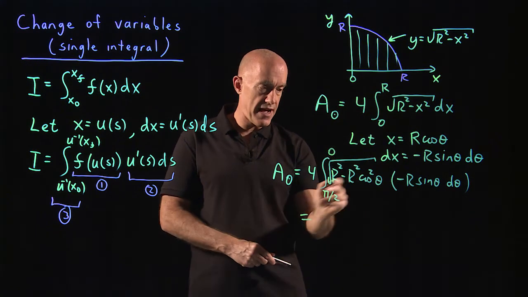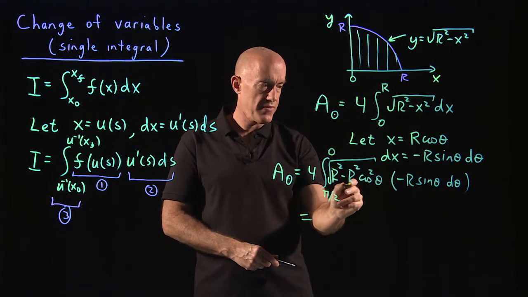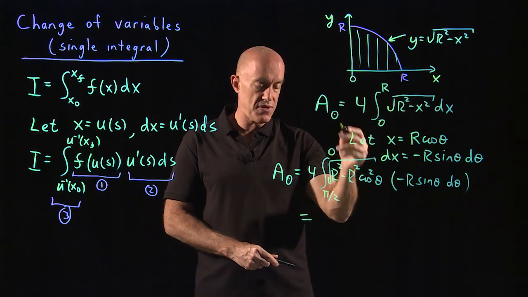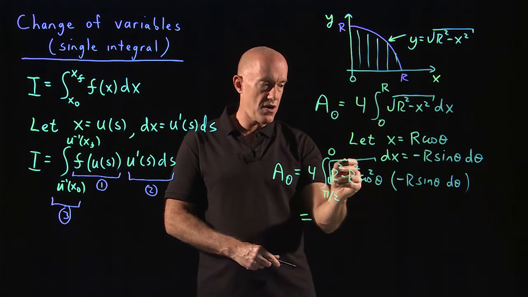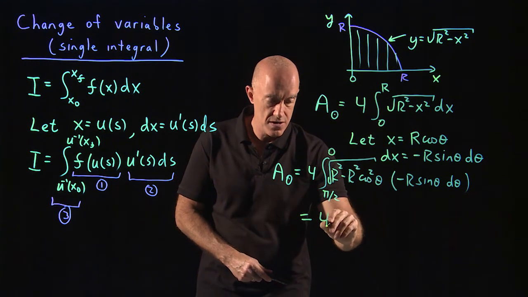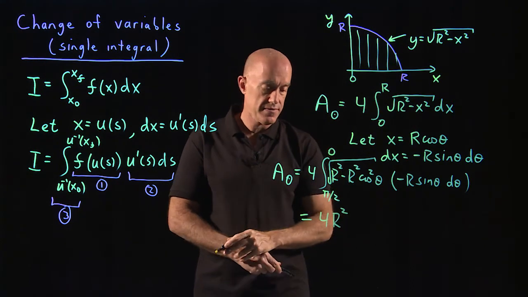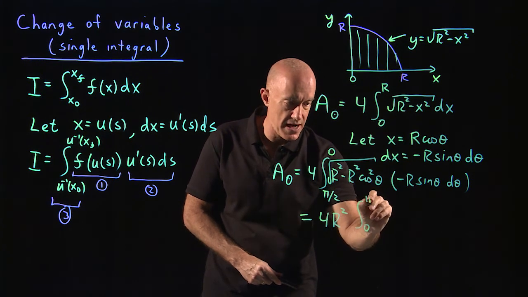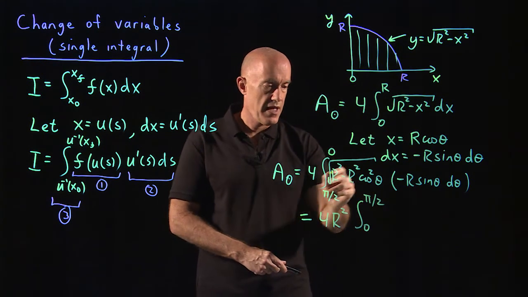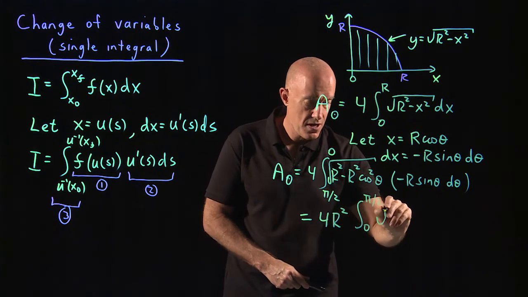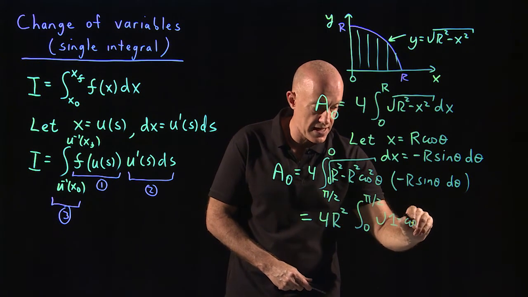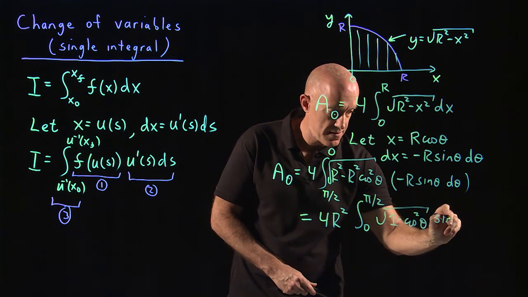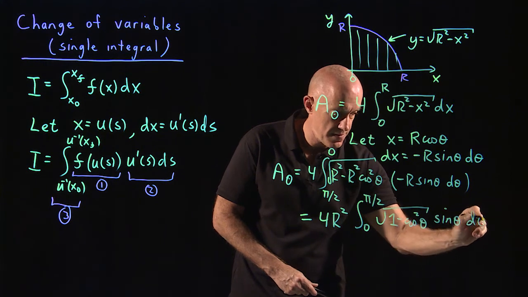So if we write this out, we can factor out an R here. The minus sign can flip the limits. So we have R times an R. So we have 4R squared. And then we have the integral from 0 to pi over 2. And we have the square root of 1 minus cosine squared theta times sine theta d theta.